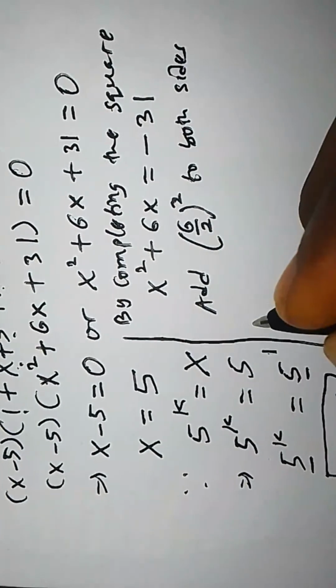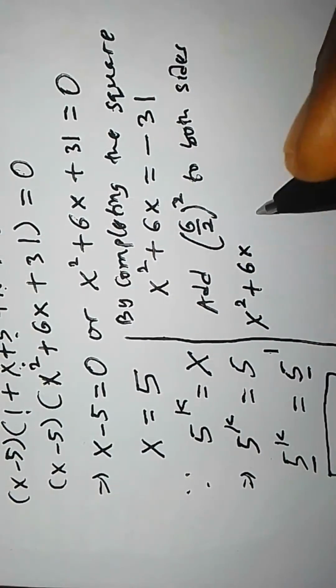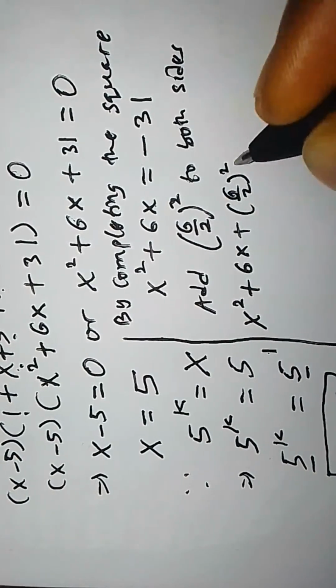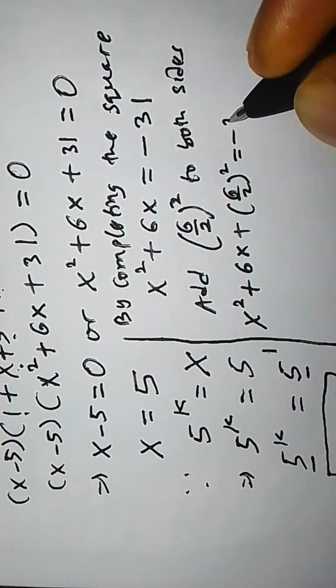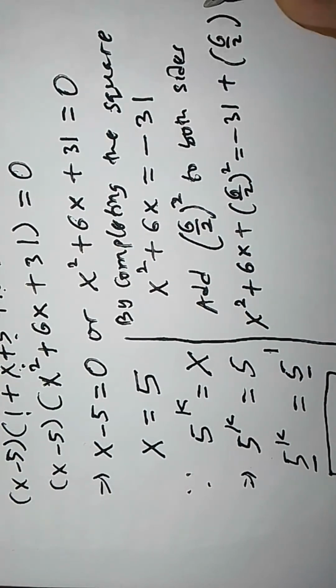Doing that we have x squared plus 6x plus (6 over 2) all squared equal to minus 31 plus (6 over 2) all squared.